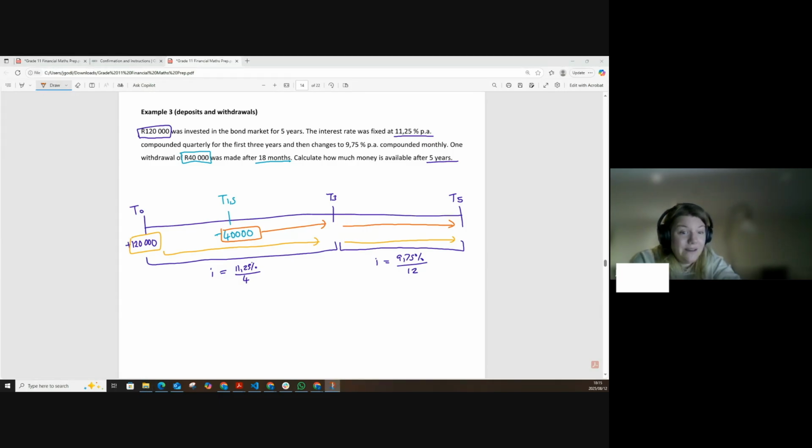Are we going to add? Yeah, we're going to minus. We're going to minus the orange journey from the yellow journey because it doesn't exist. It's been taken out of the account. So when we're doing deposits, we're going to add. And when we're doing withdrawals, we're going to minus. But everything else is the same logic.